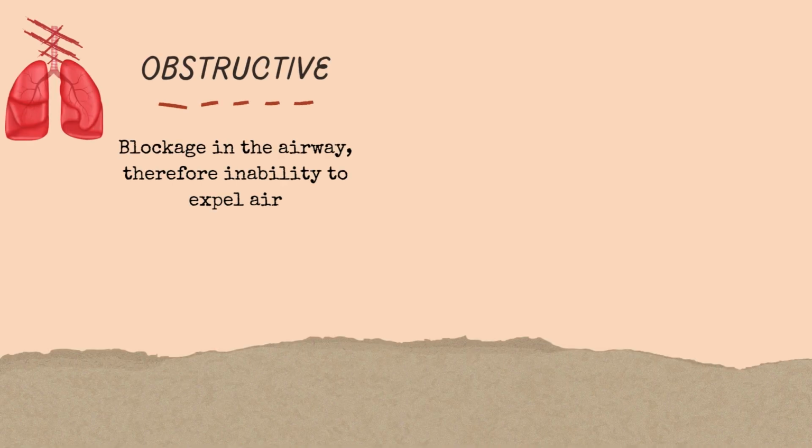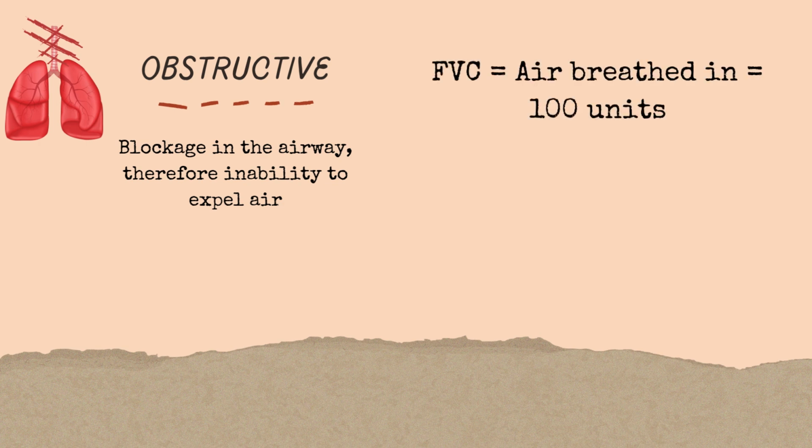So, obstructive physiology: what's happening is that there is a blockage in the airway. Given that there's a blockage in the airway, there is therefore an inability to actually expel the air. Now, let's say, for example, your forced vital capacity, the FVC. Remember, the FVC is the air that we breathe in. Let's just go with 100 units. This is arbitrary units. It doesn't matter what units I'm using here. Let's just say it's 100. So you breathe 100 in.